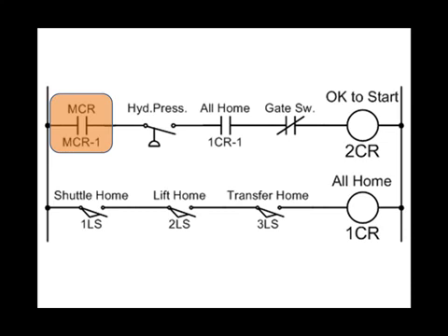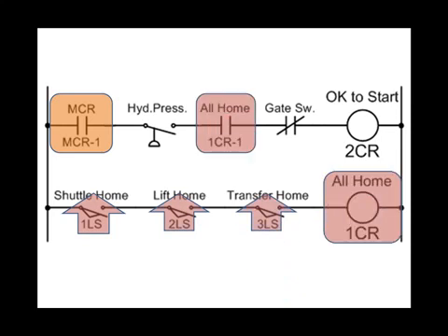If those 3 limit switches are closed, then that rung is true. You have continuity. 1CR energizes and all normally open contacts associated with 1CR also close. And at some point, if the other conditions become met in the upper rung, then OK to start relay 2CR becomes a collective representation of those 4 conditions, one of which, 1CR-1, is a collective representation of all 3 limit switches.